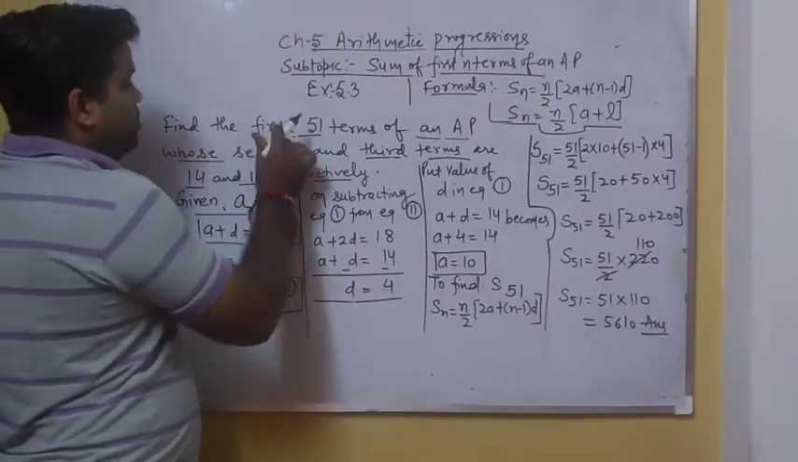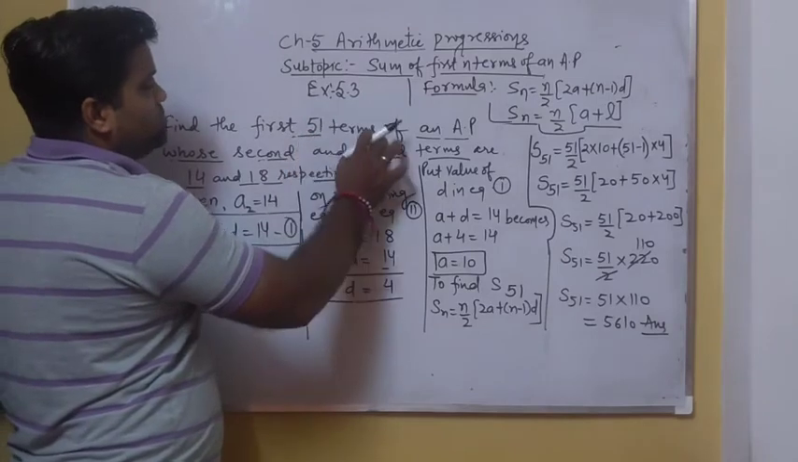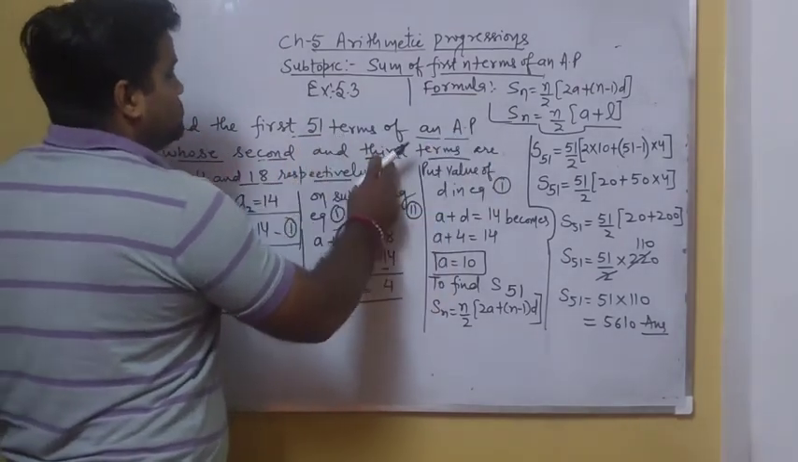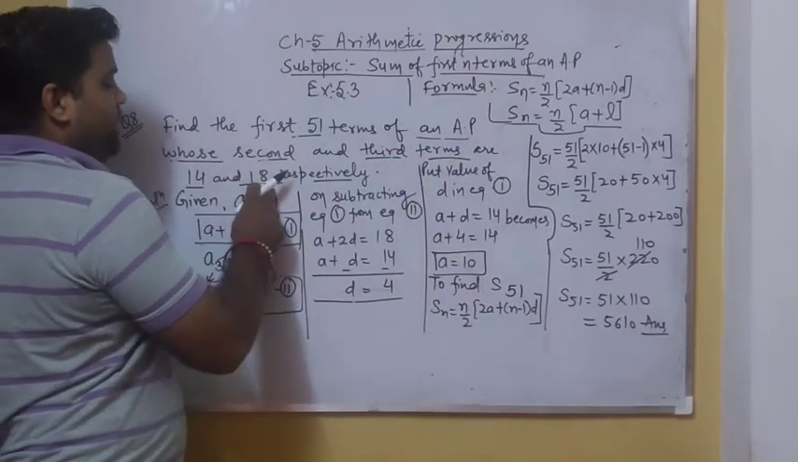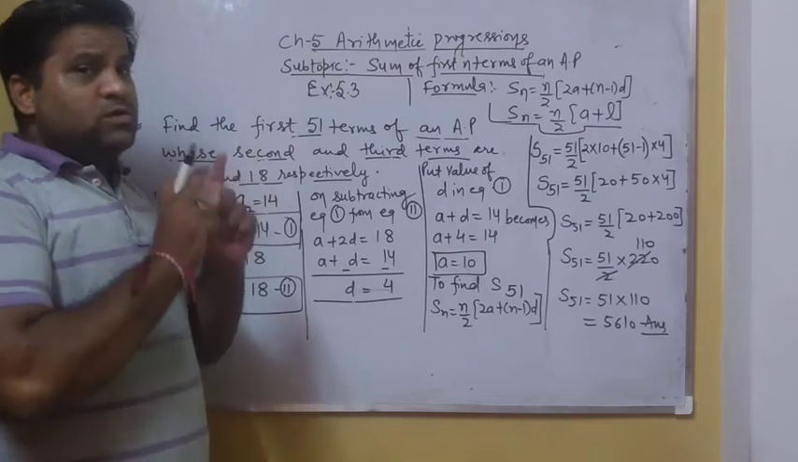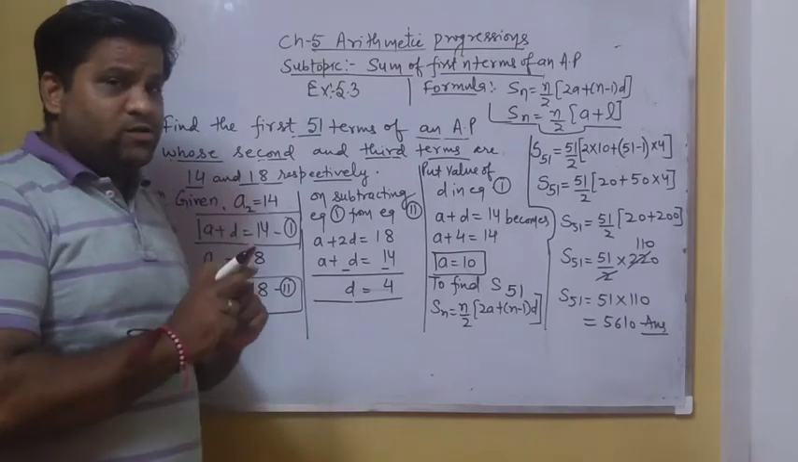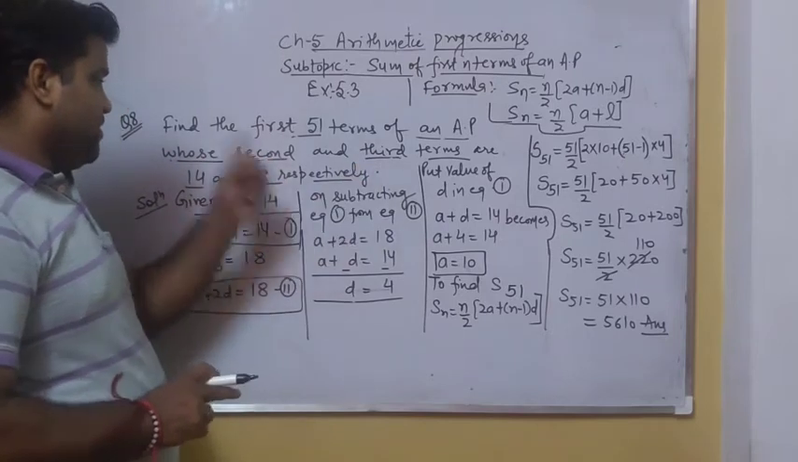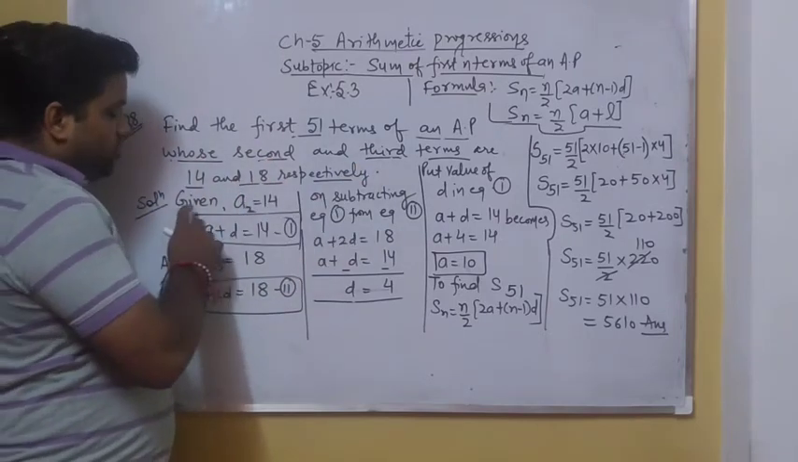Find the sum of first 51 terms of an AP whose second and third terms are 14 and 18 respectively. In this question we have to find the sum of first 51 terms of an AP. Here the second term and third term are given. So let us come to the solution.